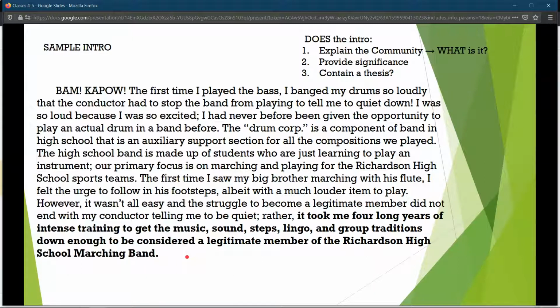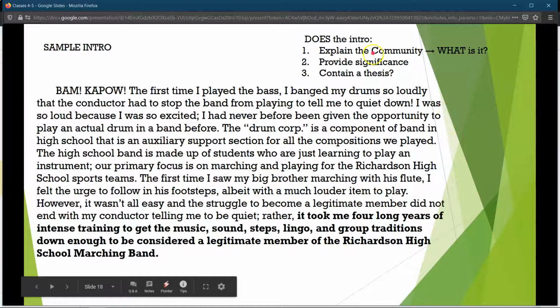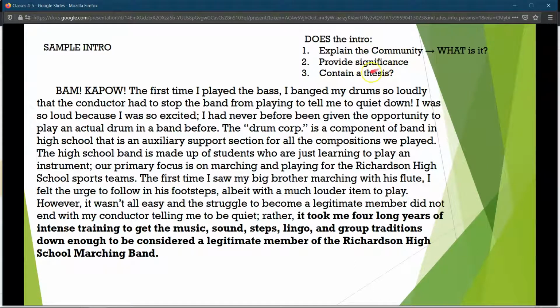So here's a sample intro for the DCA, or the Discourse Community essay. In the essay, you want to make sure you explain the community, provide significance, and contain a thesis. This particular paragraph is about a student in band. And they tell specific details.